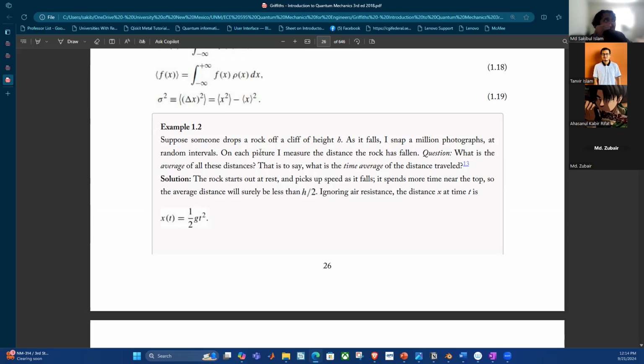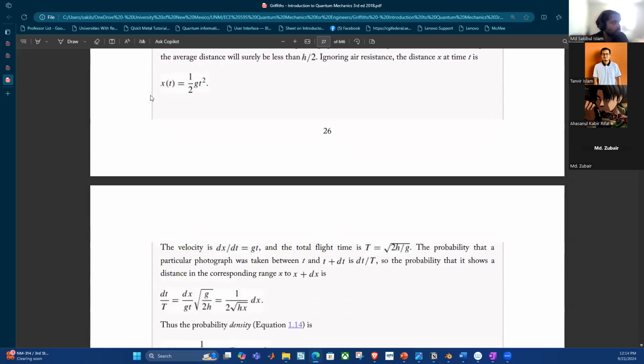So we know when something falls from the distance h, the distance x equals half g t squared, and it has a time variable, that is t. Right now we are doing the differentiation. Basically, the differentiation dx over dt is gt. And from high school or college, the total time it takes is the square root of 2h over g.